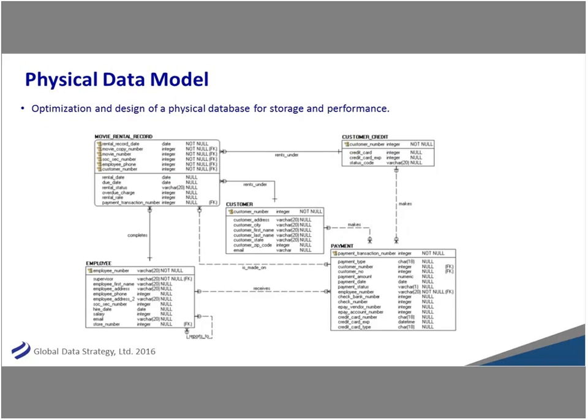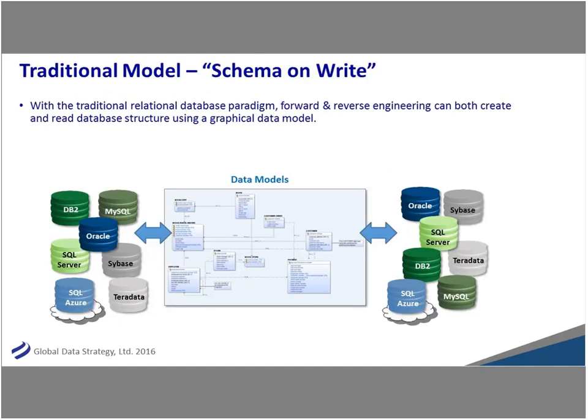Now, physical data model, that's the optimization and design of a physical database for storage and performance as well as table structures and all of that. I think most of you on the call probably are very familiar with this. But what does this mean in the big data world? And I think that's kind of where our brains get turned around, because it is a different world. So in your traditional data modeling world, you have this idea of schema on write, or the idea of that design and build I was talking about, the kingdom, phylum, class, order, family, genus, species, right?